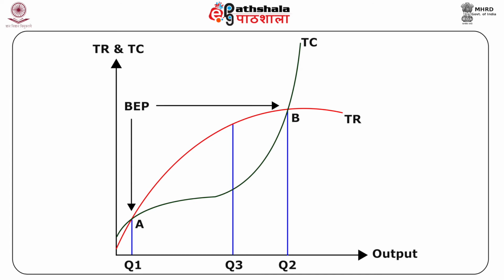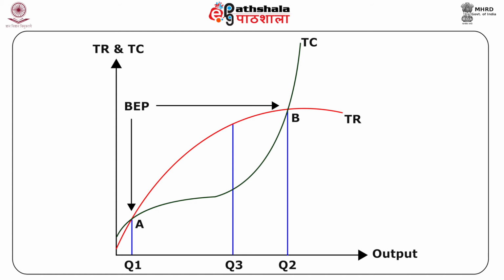If the seller wants to sell more in this case, he has to reduce the price of the good. That is why the TR in this case is not a straight line, but it is concave in shape. BEP, that is break-even point, occurs where the TR curve cuts the TC curve. According to figure 6 above, the TR curve cuts the TC curve at 2 points, A and B. So, the break-even quantities will be Q1 and Q2.